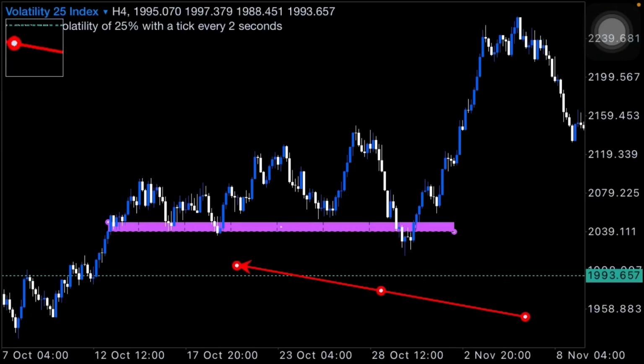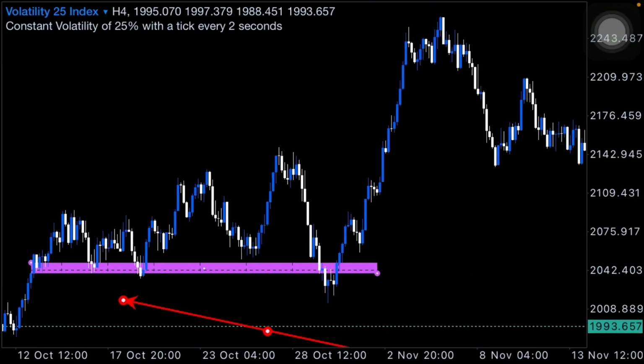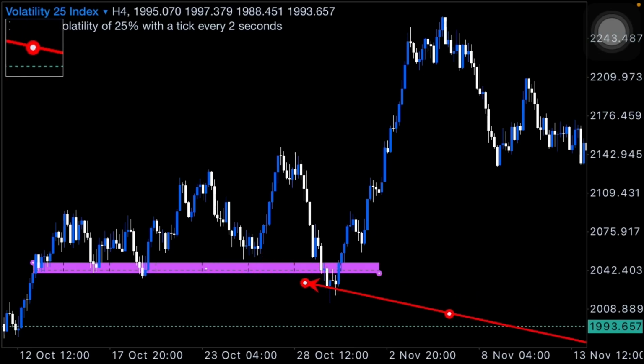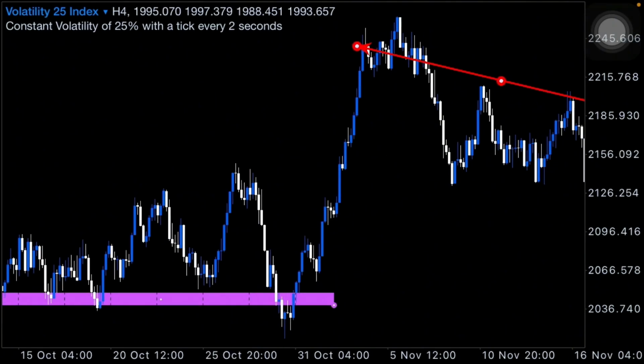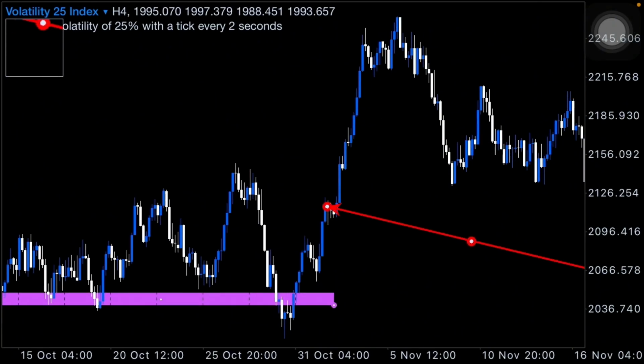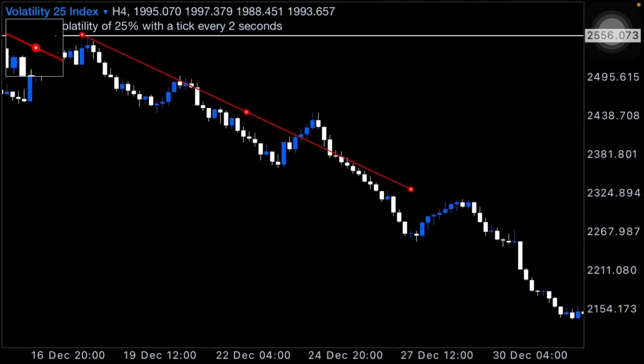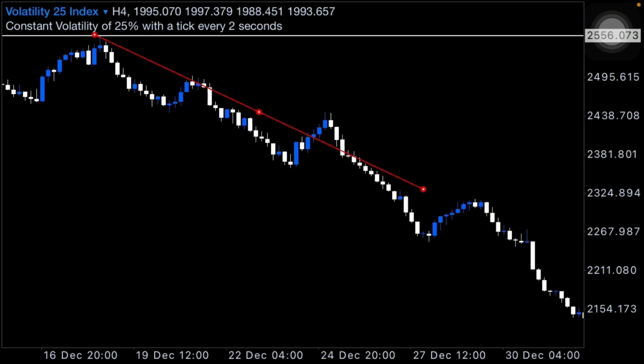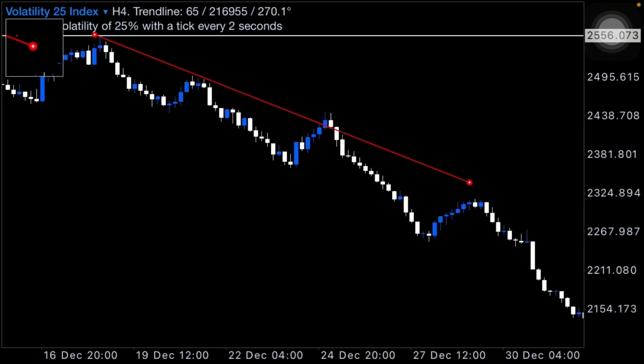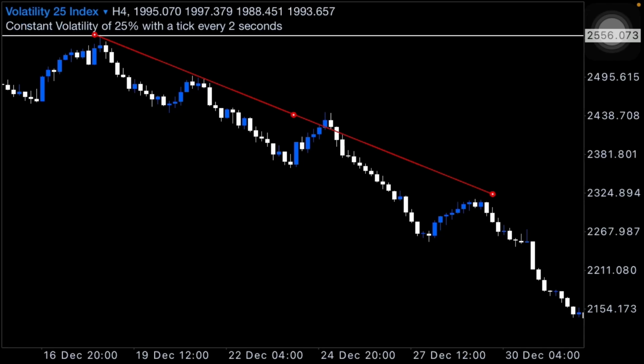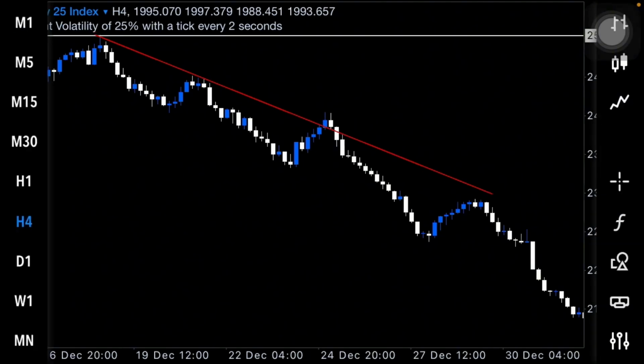It came below that point, sweeping all this liquidity right here. So as it swept this liquidity and had this huge impulsive move, then after marking the swing high, I just pull the trend line tool and draw a trend line to touch.